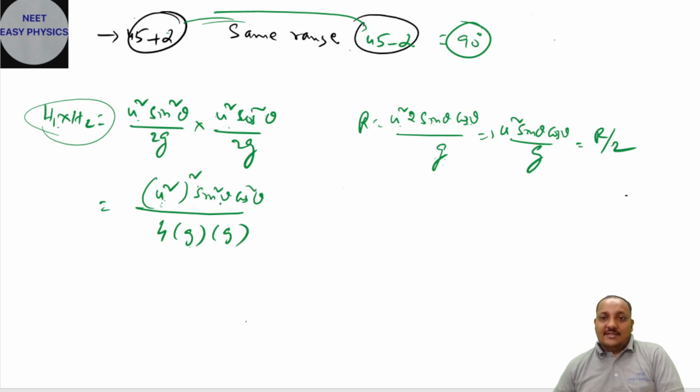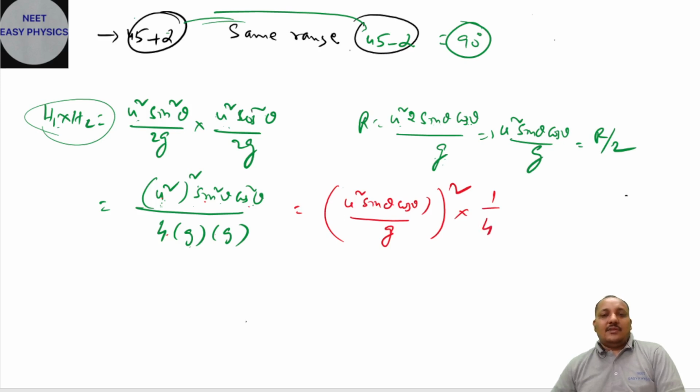Now you can search where it is there. Here sin square theta cos square theta is there. Therefore, if you rearrange this equation according to our convenience, u square sin theta cos theta by g whole square. What will be remaining extra here? 4. Correct? Now in place of this, what can we write? R by 2 you can write. Correct? So like this you can rearrange.